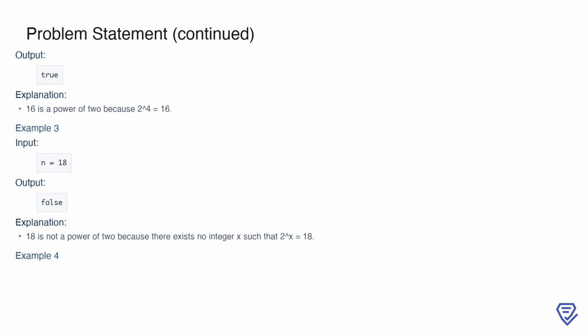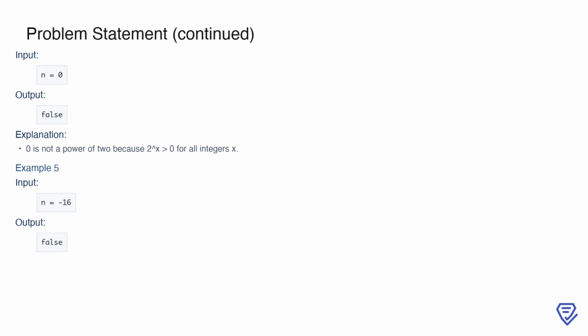In contrast, for the third example, the input is n equals 18. The output in this case is false, as there is no integer x that satisfies the equation 2 to the power of x equals 18. Therefore, 18 is not a power of 2.